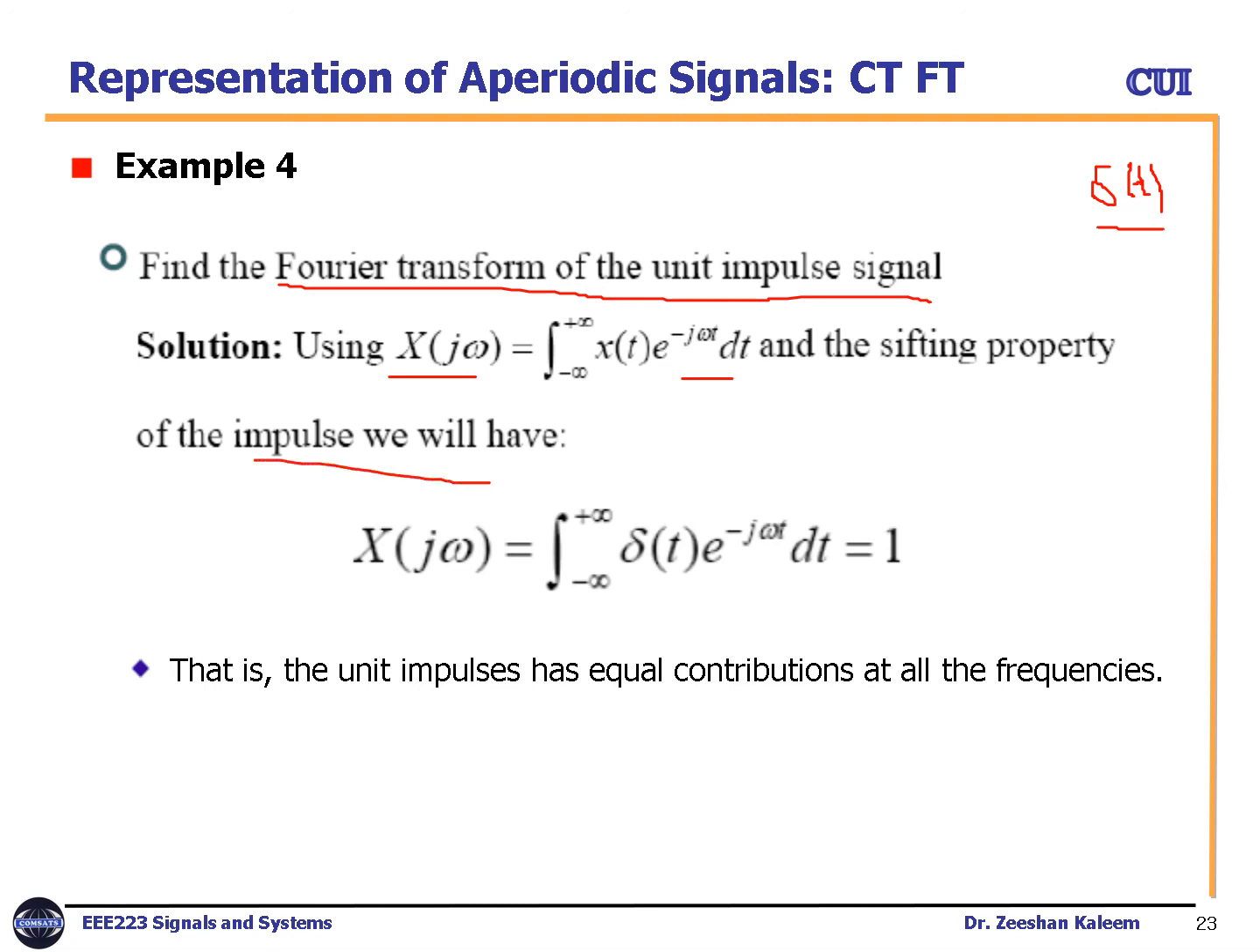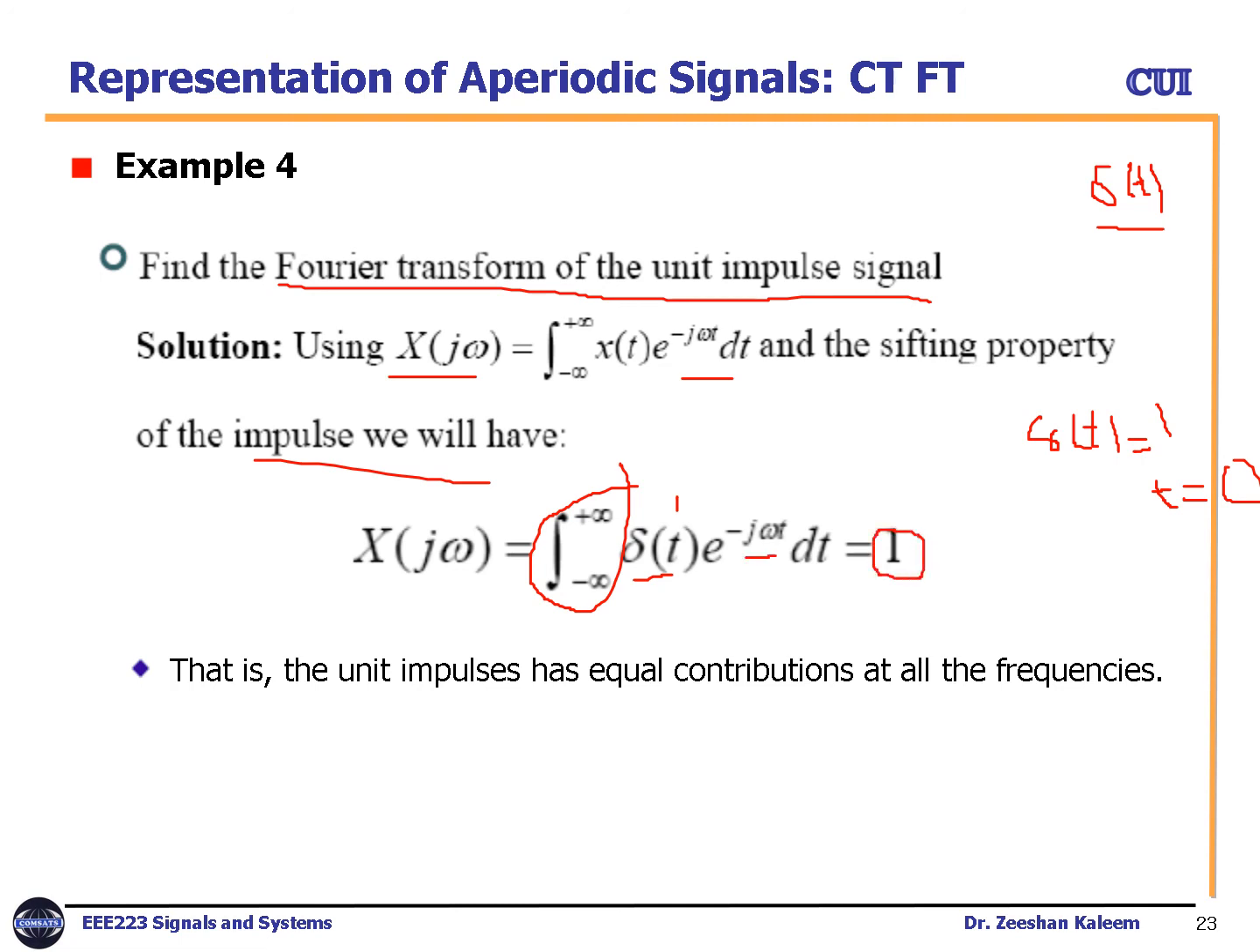So you know that delta(t) equals 1 only at which point? When t equals 0, right? And for the rest of the time it always has a value of 0. So this integral has no other role to play, because it is 1 only at 0. When we put 0, e to the minus j omega times 0 becomes 1. So it becomes totally 1.